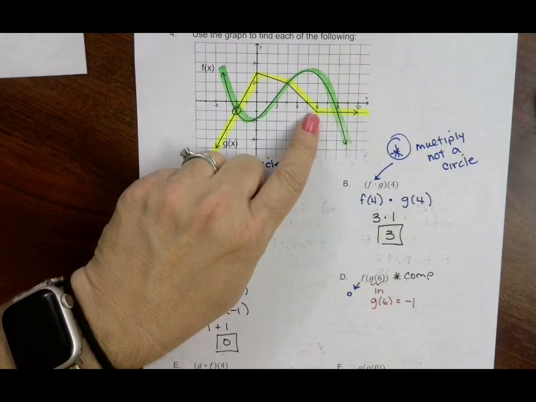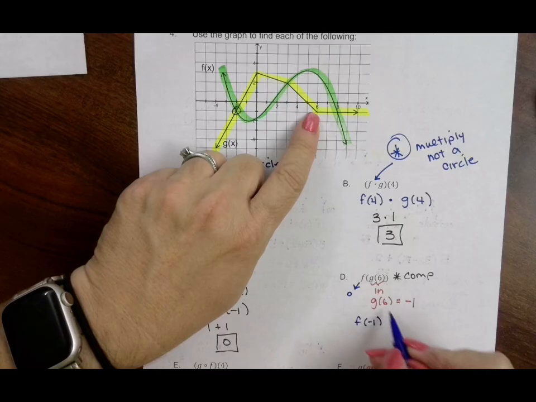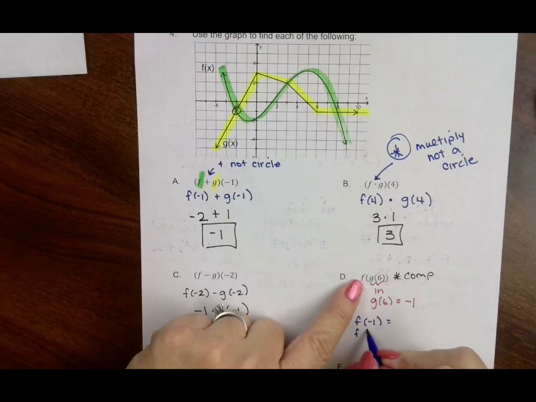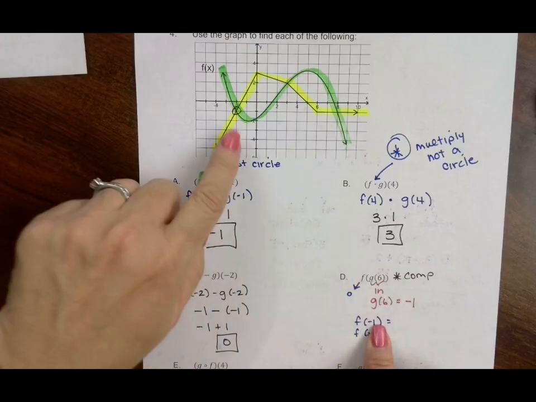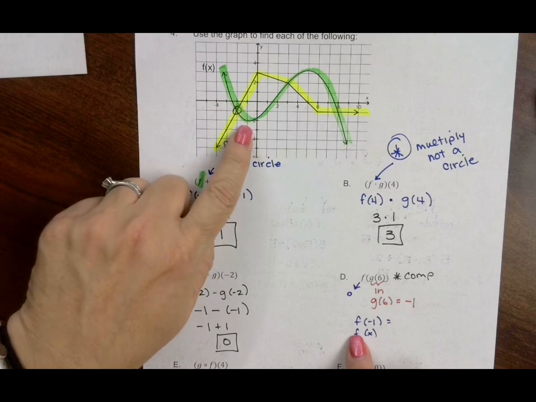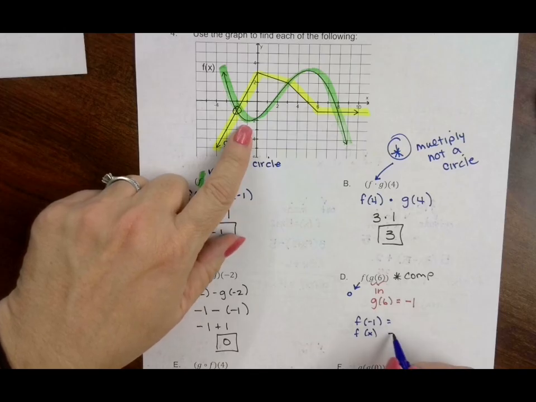Okay, so then I go to my outside. So what I'm looking for now is f of negative 1. So all of this simplifies to negative 1. So I have f of negative 1. And remember, this is f of x. So when x equals negative 1, so I'm going to go over here to negative 1, I want to know the f graph, which is my green graph, and that value when x equals negative 1 is negative 2.